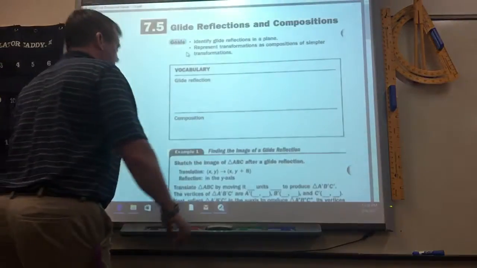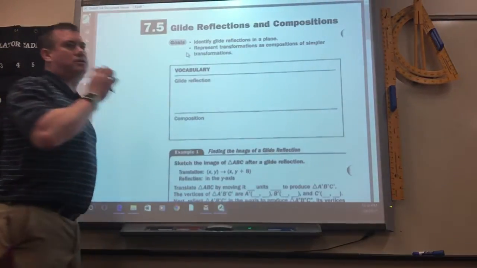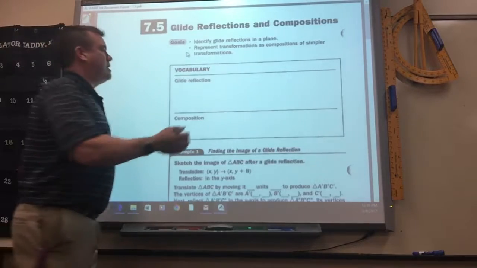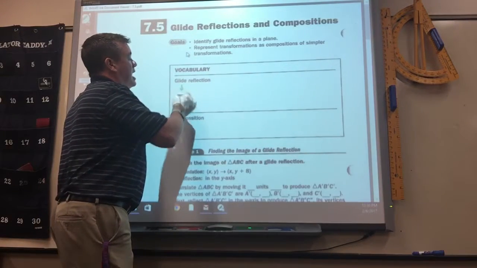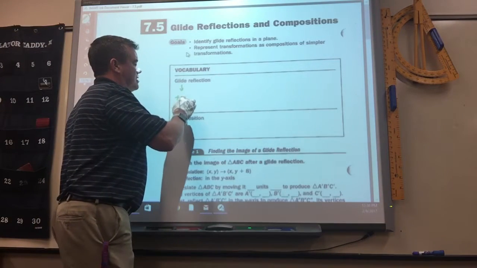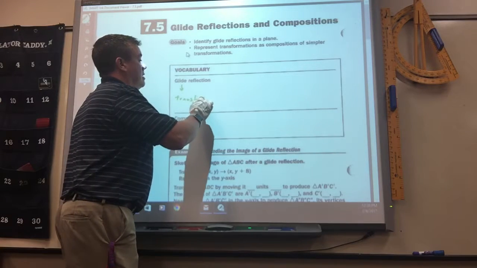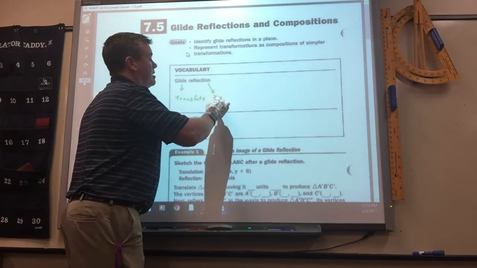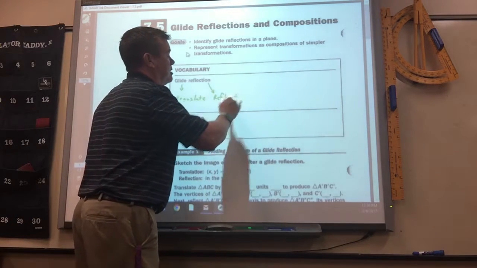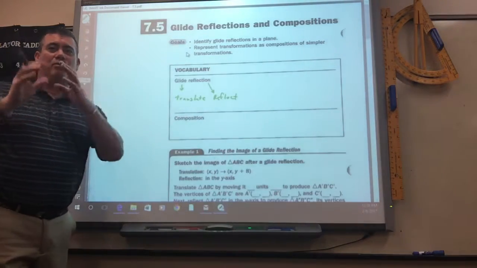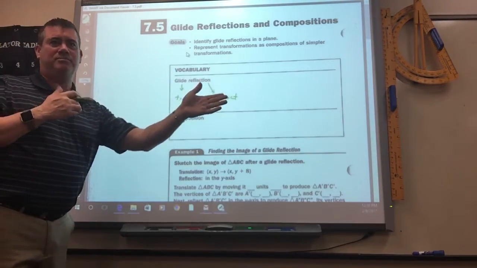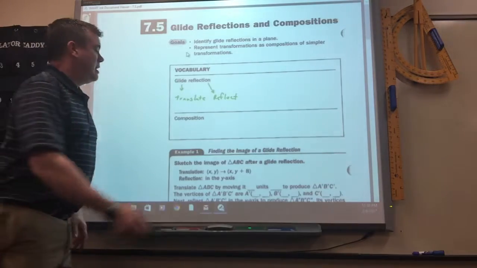Glide reflections, it's a two-step transformation. The glide is a slide or a translation, and then you reflect it. So you're doing two things to it. So you slide it over and then you flip it. That's all a glide reflection is.